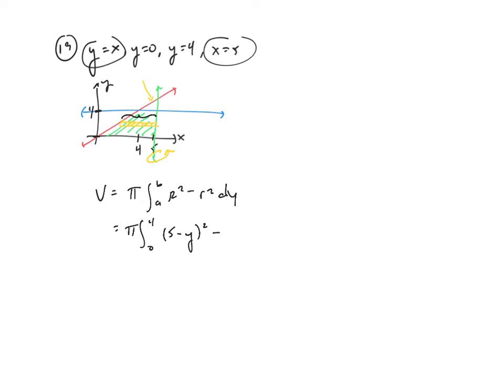Then minus little r squared. Little r is going to be 0 because our rectangle is right up against the axis of revolution. So I am simplifying this so that I don't have that 0 there: the integral of (5 minus y) squared dy. And then that goes into our calculator, and we should get 124 pi over 3. Okay, that was 19.